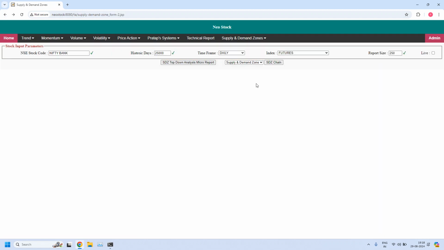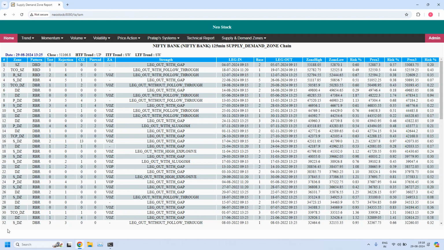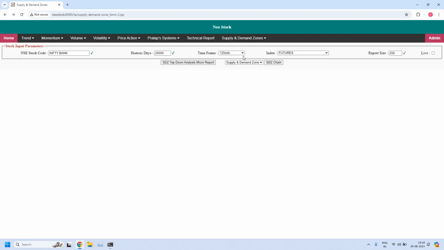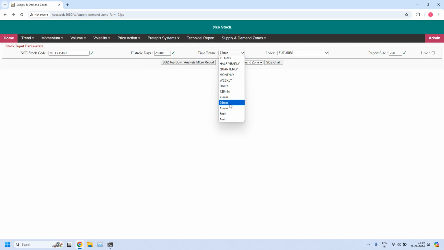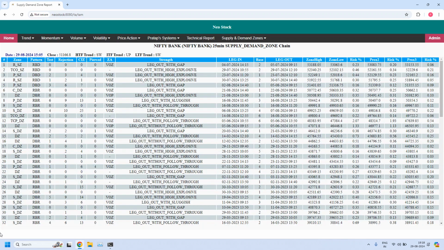The next time frame is 125 minutes. I'm generating 125 minute supply demand zone chain for Bank Nifty. The next time frame is 75 minutes. I'm generating 75 minute supply demand zone chain for Bank Nifty. The next time frame is 25 minutes. I'm generating 25 minute supply demand zone chain for Bank Nifty.